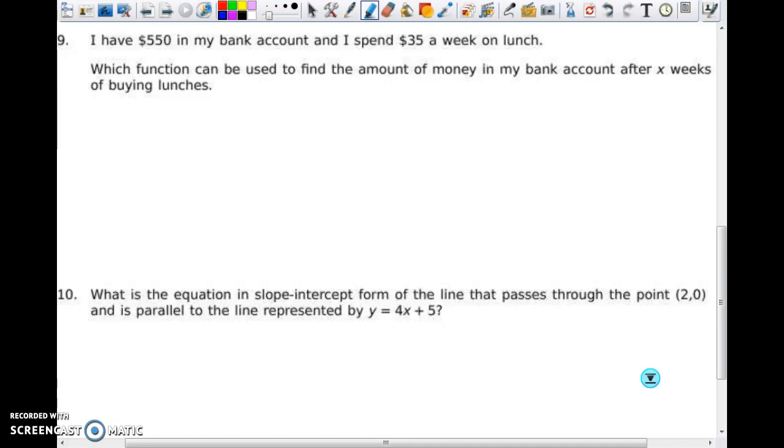So, problem number 9. I have $550 in my bank, and I spend $35 a week on lunch. Which function can be used to find the amount of money in my bank account after X weeks of buying lunches? So first of all, my number is 550 and 35 a week. So that's my keyword. I know that my variable is X. The number that goes with X is 35 a week. Alright, and how much did we start off with? We started off with $550.